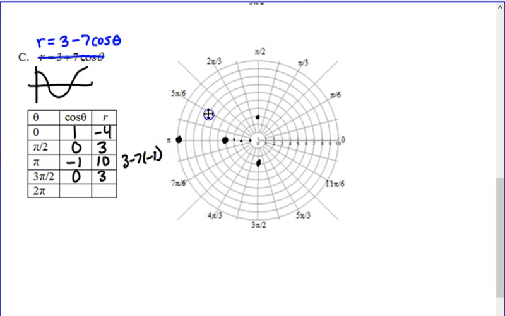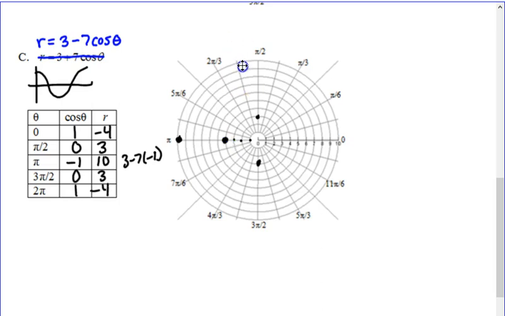So notice we have 2 points on the same side of the pole, or the center of there. That means there's a loop. That means this one's going to make a loop. So it's going to be an outer one with a loop in the middle. And then of course this is just back to where I started from.